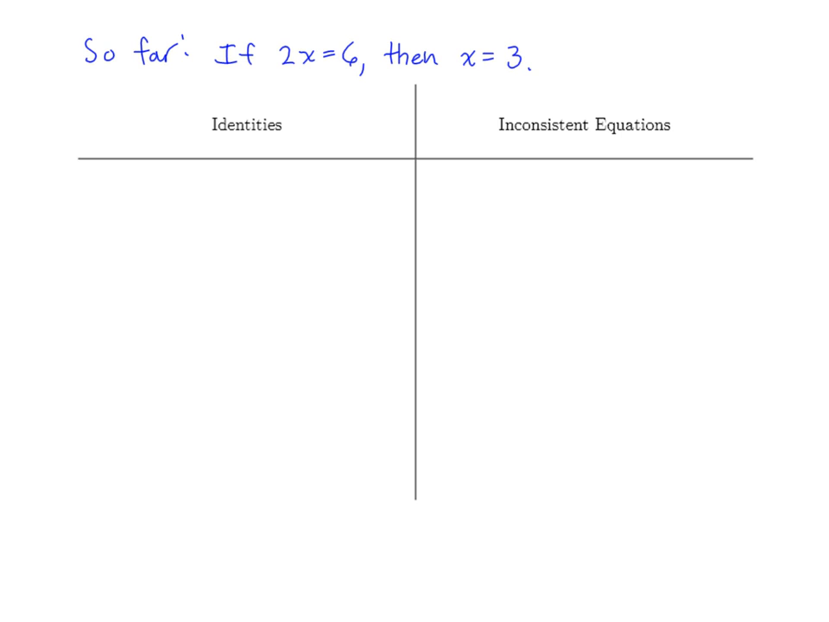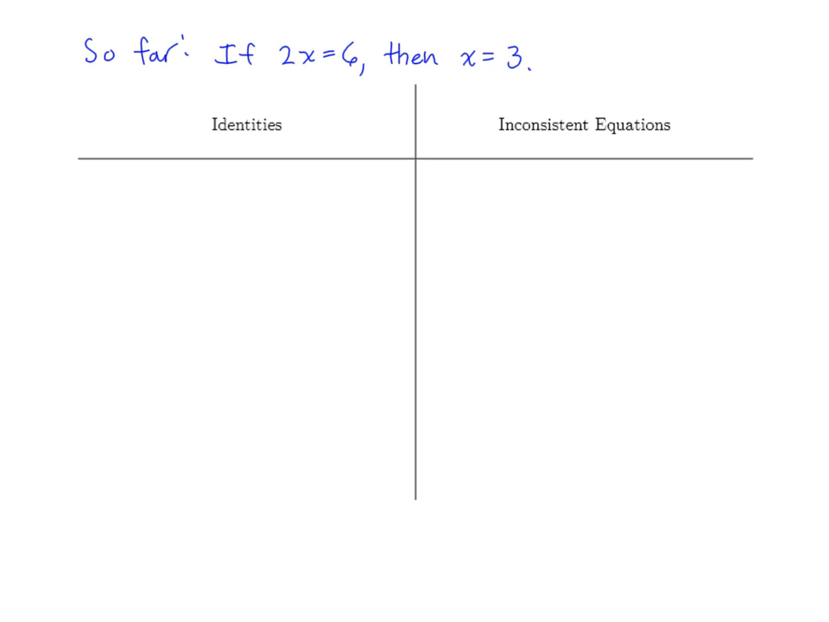When solving linear equations, there are two other possibilities that can happen. The first is that the resultant equation is an identity, and that's going to be associated with all real numbers being solutions to an equation. The second is that an inconsistent equation can happen, and that's going to be associated with no real numbers being solutions to that equation. So to start, let's define an identity.